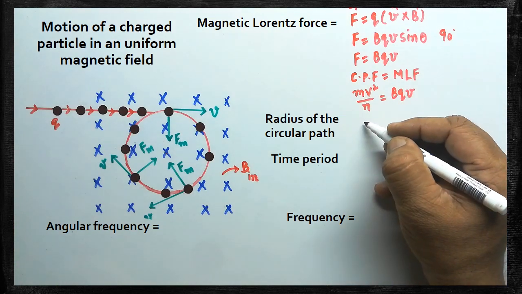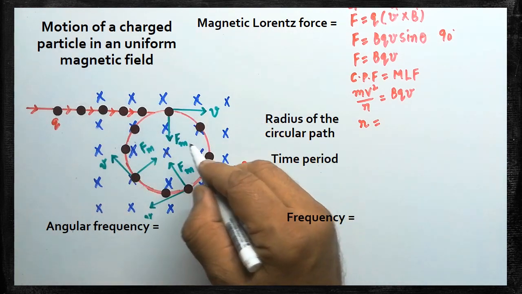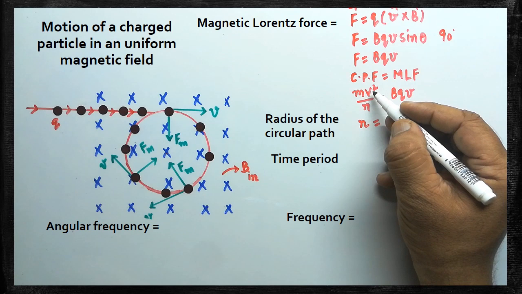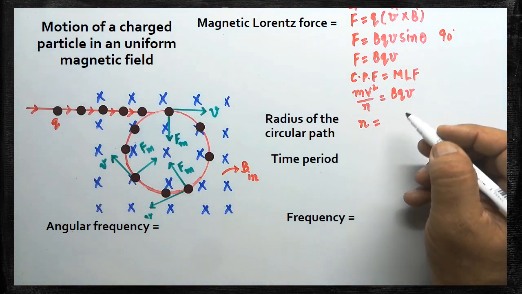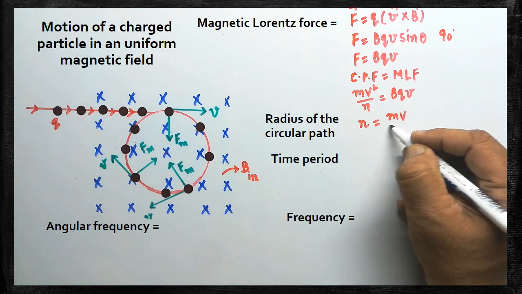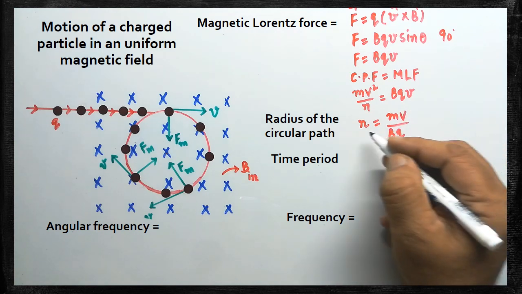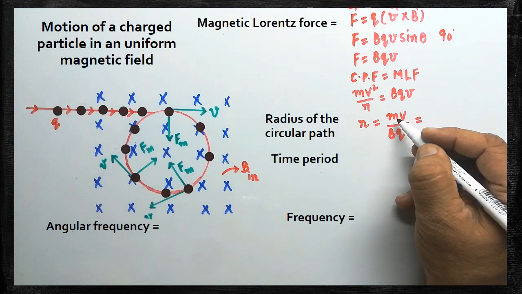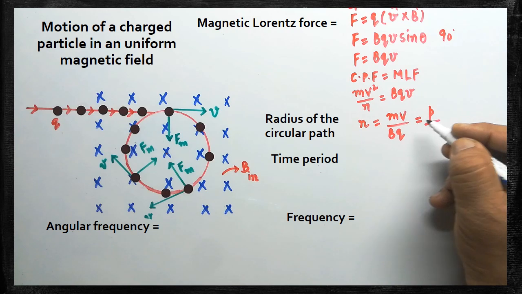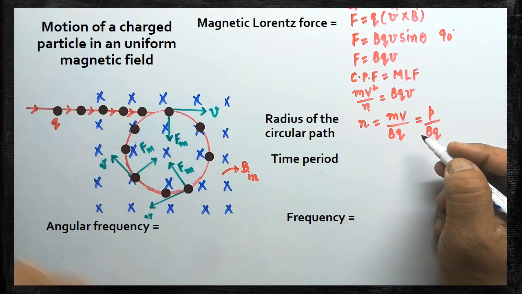Therefrom you will get the radius of the circular path. Since it is moving in the circular path, definitely there should be a radius. How will you get the radius? Cancel one V here, another V here. Finally you will get mv divided by BQ. This is the formula for radius of the circular path. If mass and velocity are multiplied, you will get momentum divided by BQ. So there are two formulas for radius.